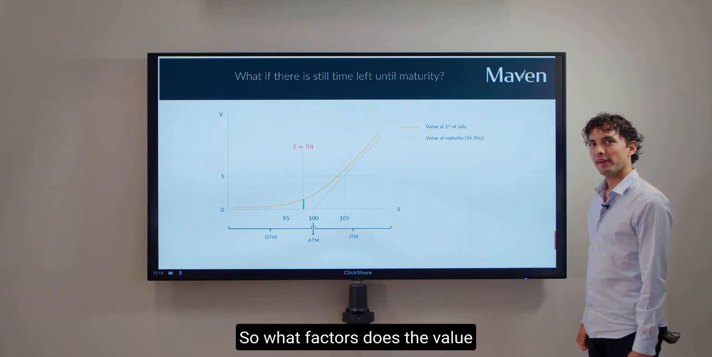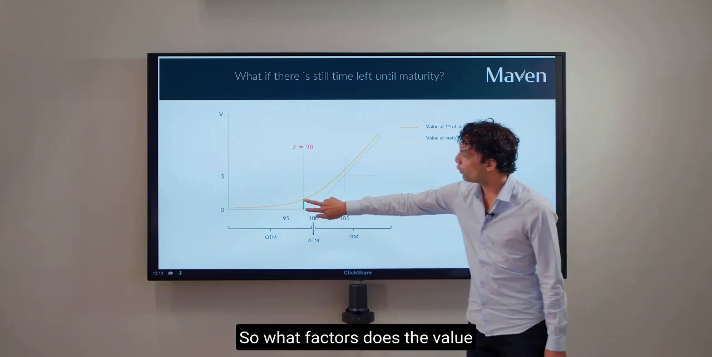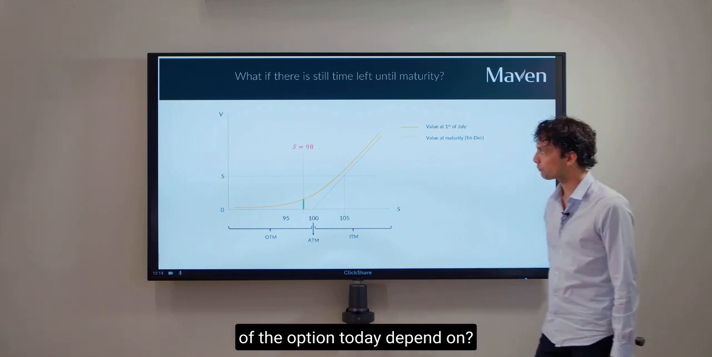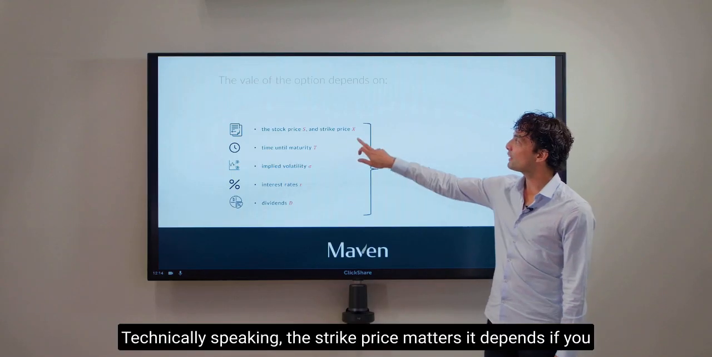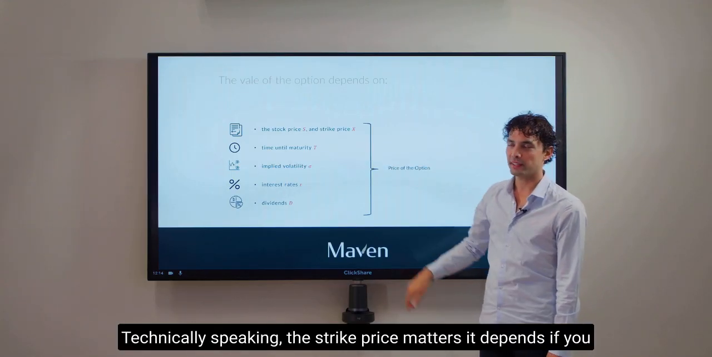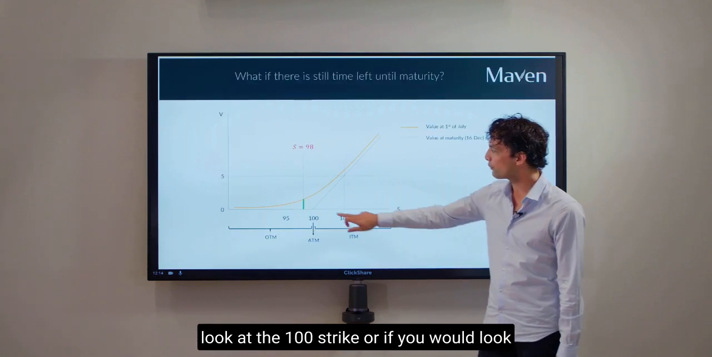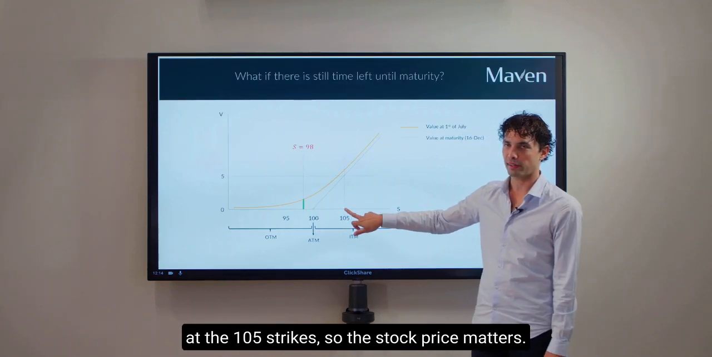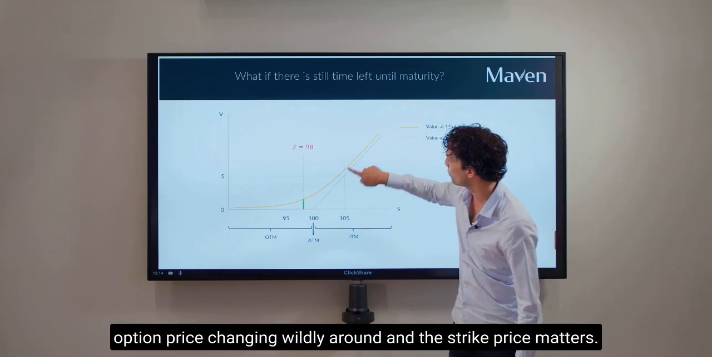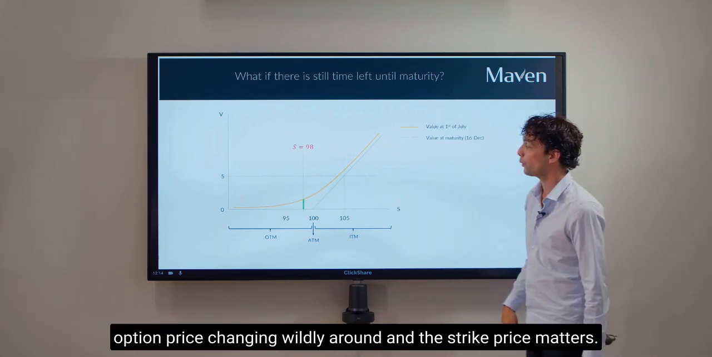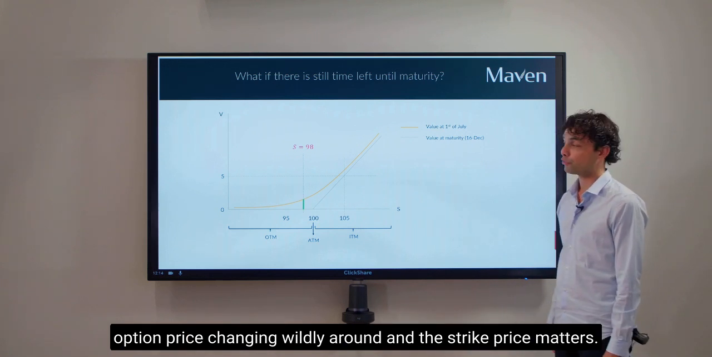All right, so what factors does the value of the option today depend on? Some of them are quite obvious, right? If the stock price moves up or down, that immediately affects the price of the option. Technically speaking, the strike price matters. It depends if we look at the 100 strike or if you would look at the 105 strike. So the stock price matters. If the stock moves up and down, you see the option price changing wildly, and the strike price matters.